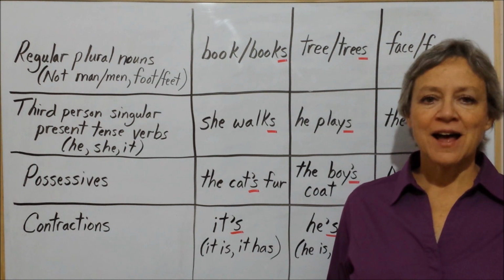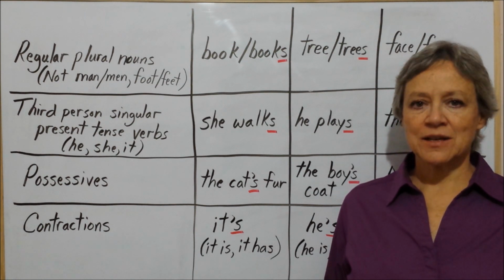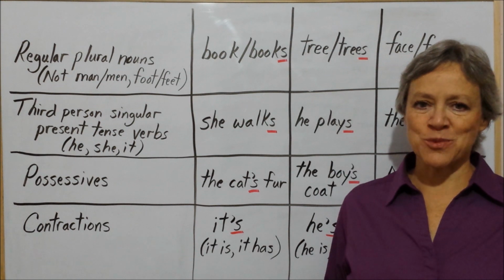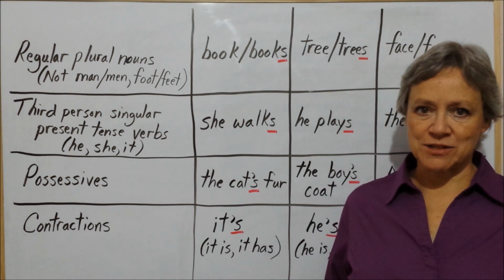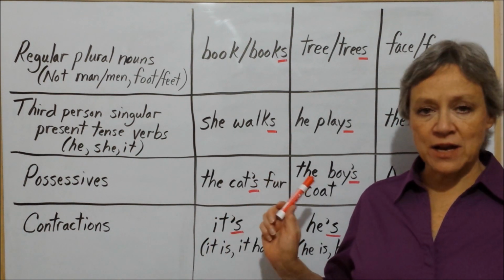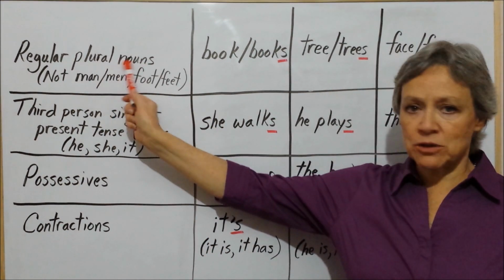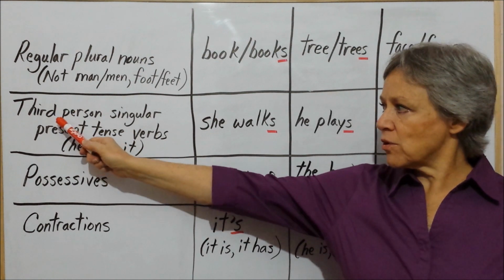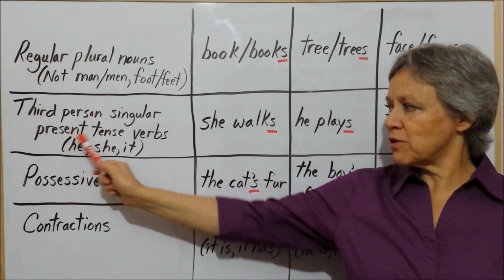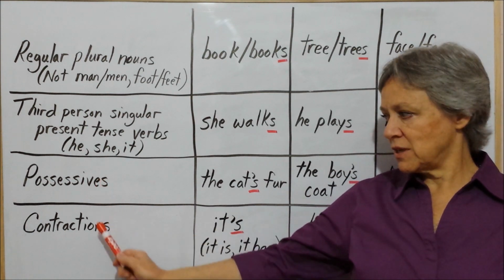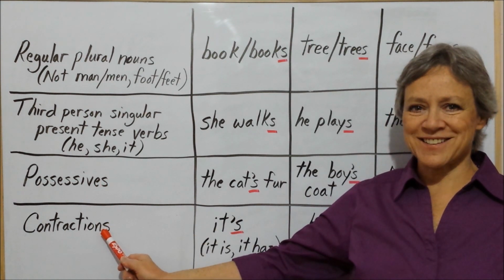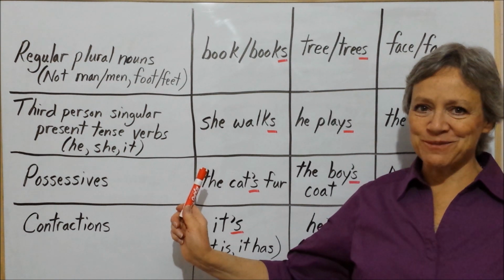By S ending, I mean the letter S, which we add to the end of some words. And we add the letter S in 4 different cases. We can add the letter S to a word for regular plural nouns, for third person singular present tense verbs, for possessives, and for contractions. And let me explain each of those.